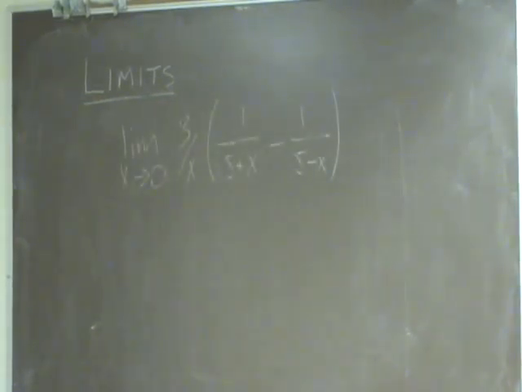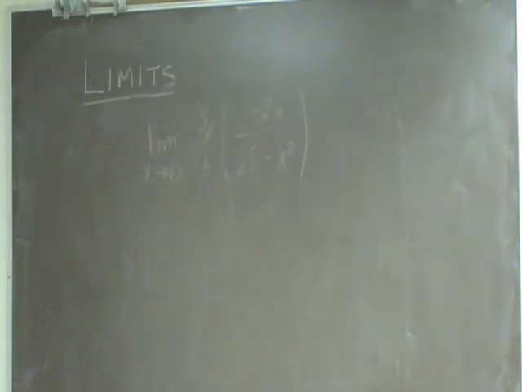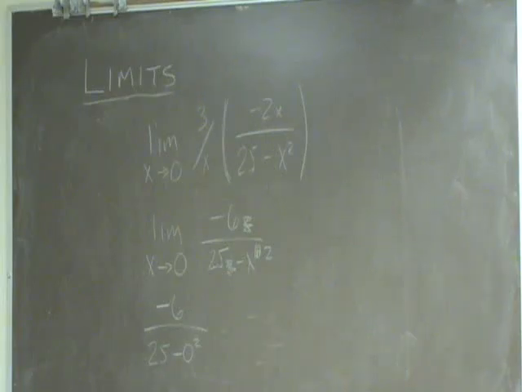This problem is similar to the last one because we cannot just plug the number into the equation, because we'll get a denominator of 0. Therefore, we have to find a way to work around. First, we place the two fractions in the parentheses under a common denominator. Once we reduce this, we can multiply the two fractions together. We see that the x's on the top and the bottom cancel out. Now we can place 0 into the equation, and this gives us negative 6 over 25 minus 0 squared, which is equal to negative 6 over 25.